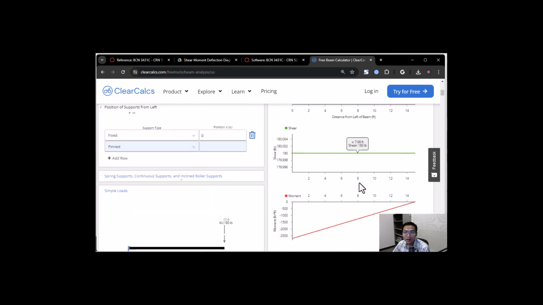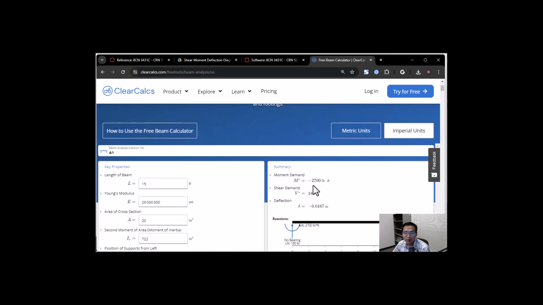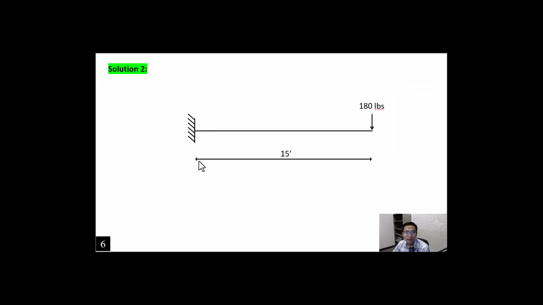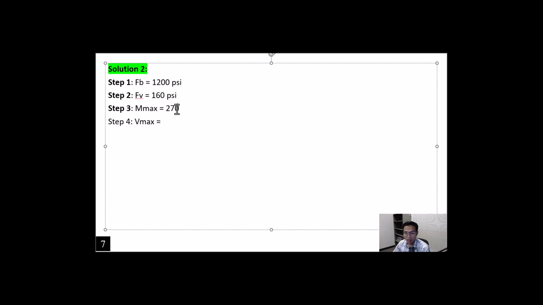All right, so the M max we have is 2700 pound-feet, and the V max is 180 pounds. Let's convert the moment to pound-inch. It will equal 32,400 pound-inch.